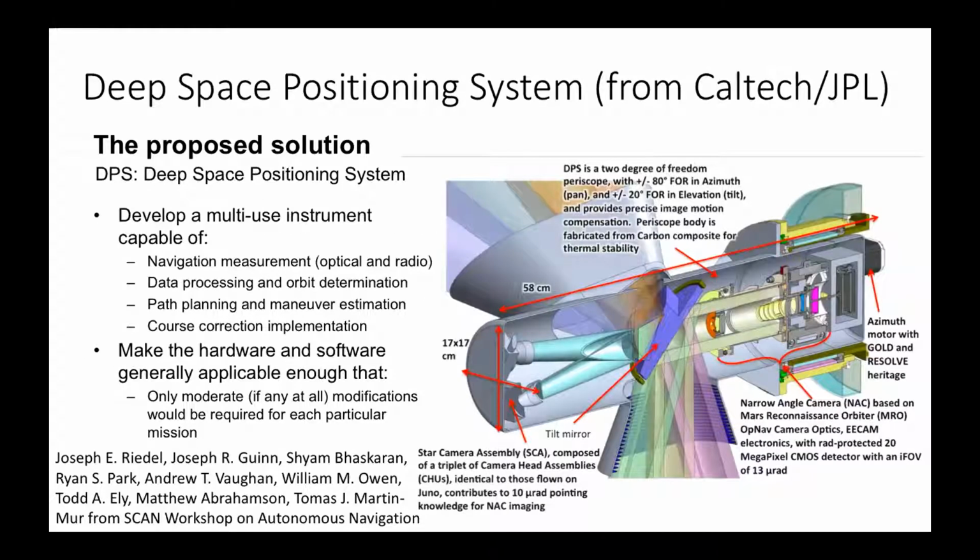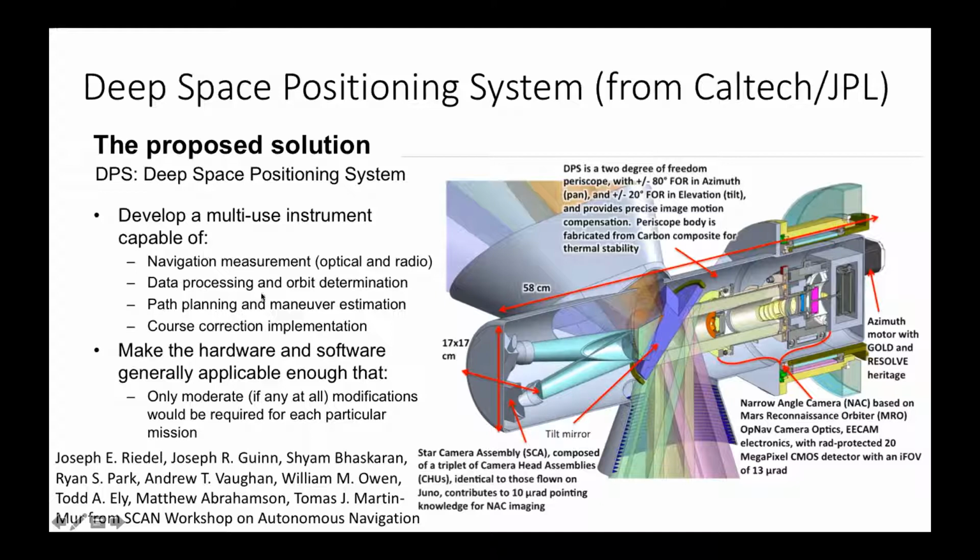There's various studies going on. This is just an example of one from Caltech JPL. This is called a Deep Space Positioning System, the DPS. So this would be basically an instrument that you would bolt on to every deep space solar system probe that would have all of the sensors and then processing required to orient yourself in the solar system.